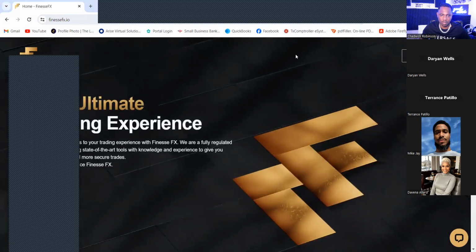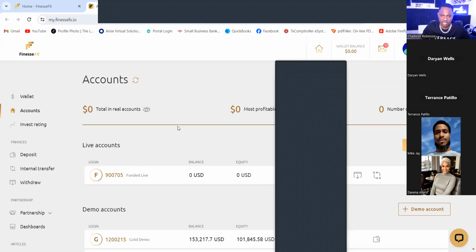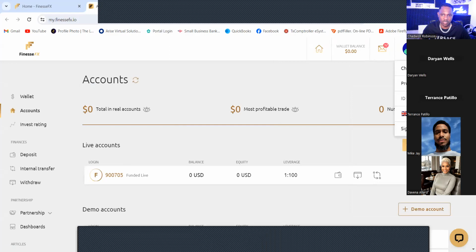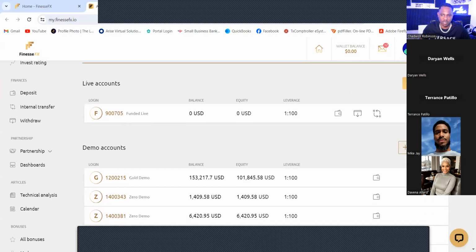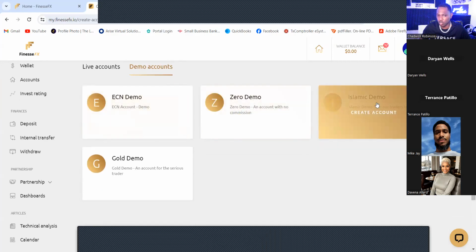Just go to get started here. I'm putting in your information. Okay, it's going to take me in here. But you can have different accounts. Let me go to accounts so I can show you what you can do. If you want to do a demo account, you can go here, and from here you can choose which one you want.